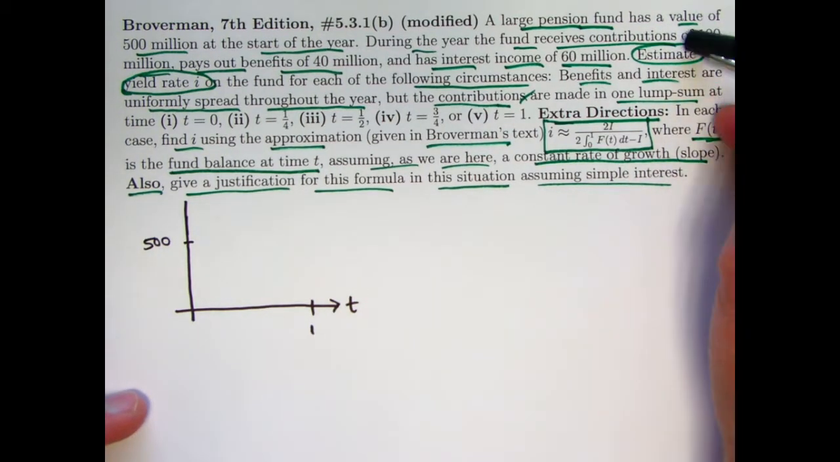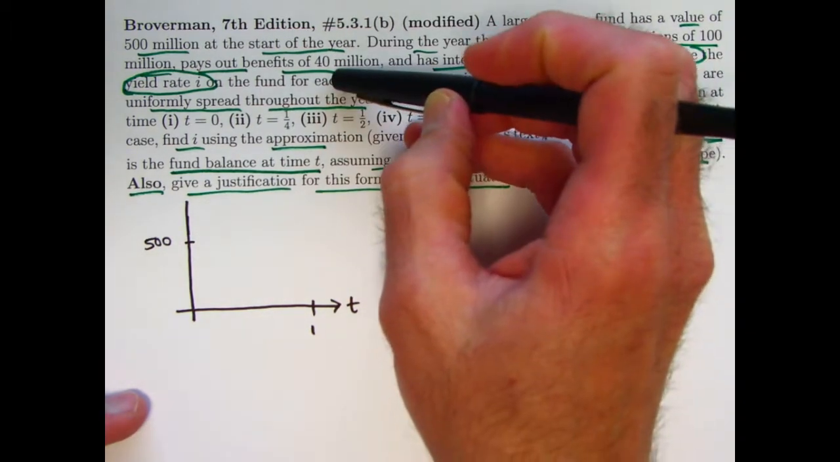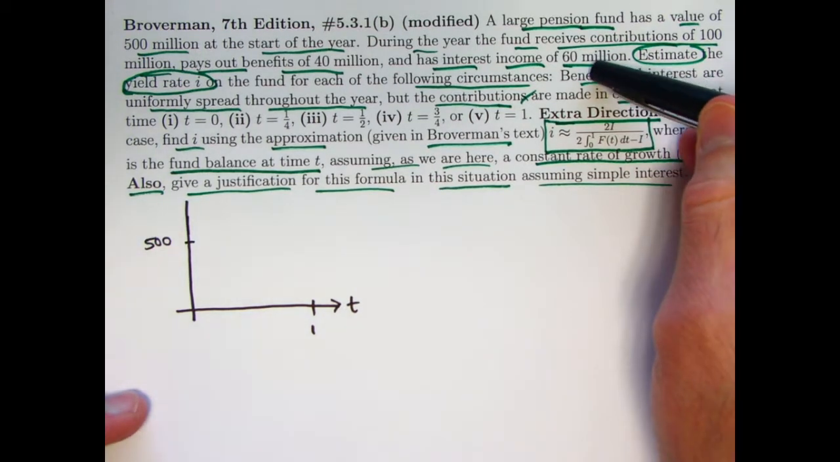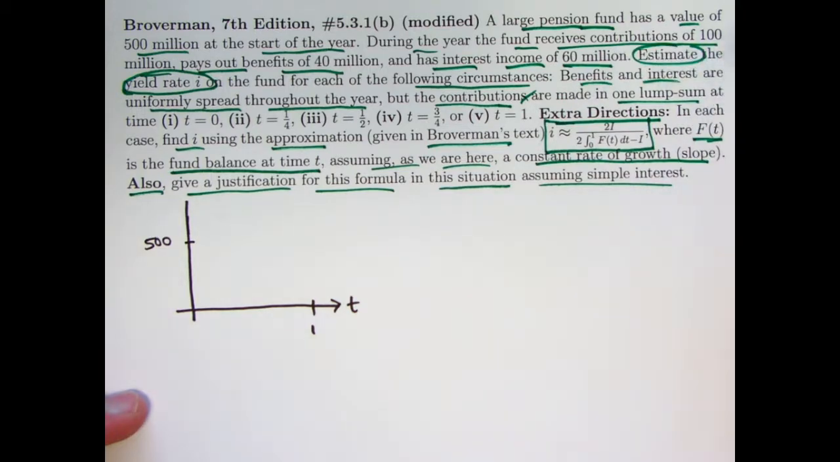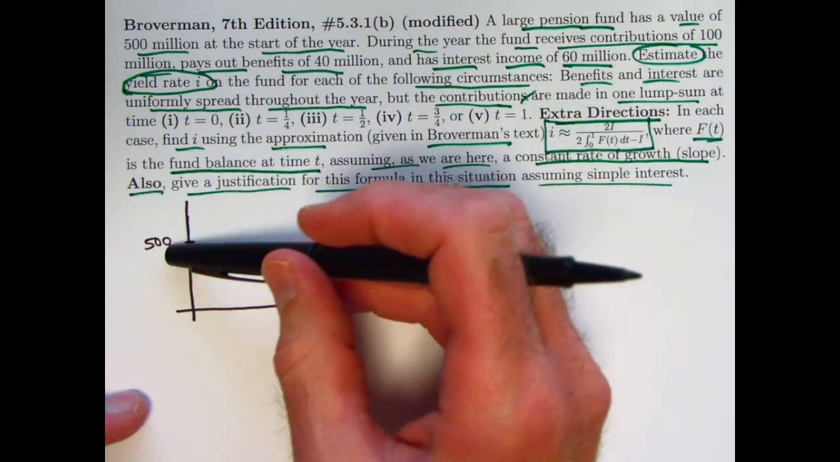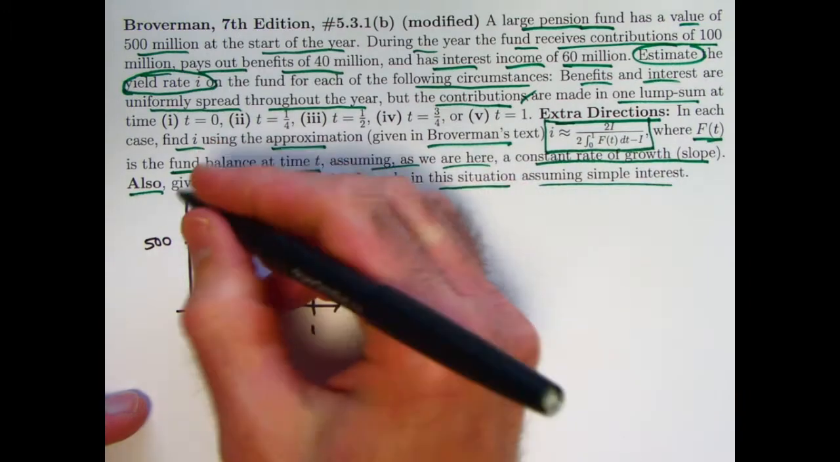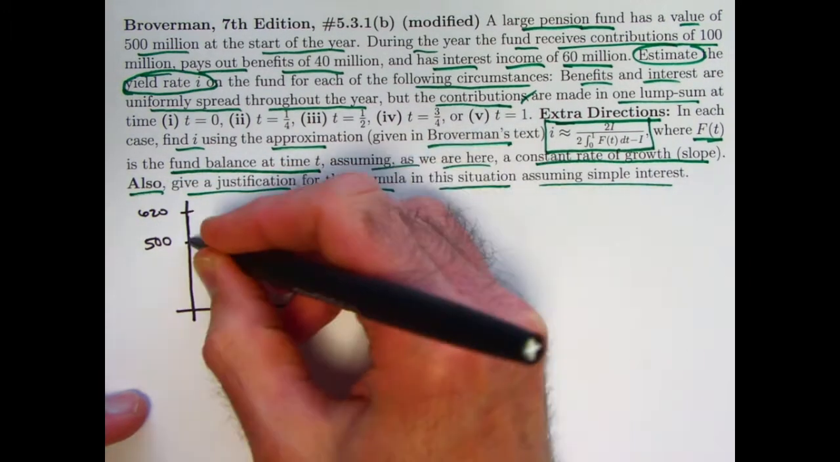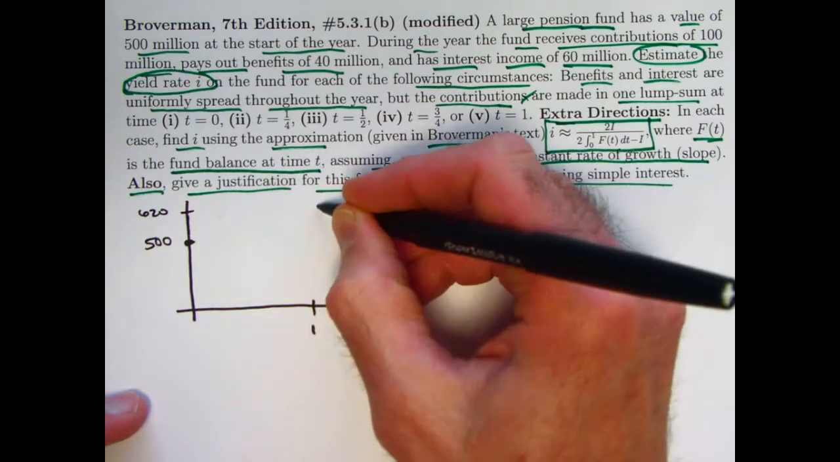Well, you're receiving contributions of 100 million. It pays out benefits of 40 million, so the net contributions are 100 minus 40, which is 60. But then there's also the interest income of 60 million, so 60 plus 60 is 120. 500 plus 120 is 620. By the end of the year, we're going to be up to 620 million. So the graph starts out right there and ends right about here.